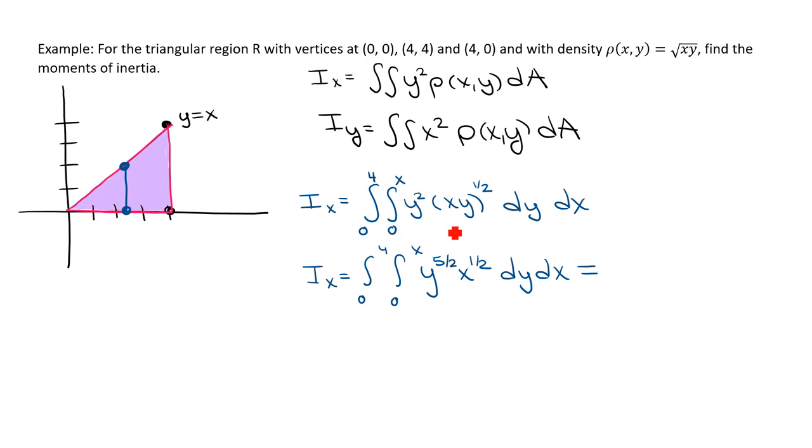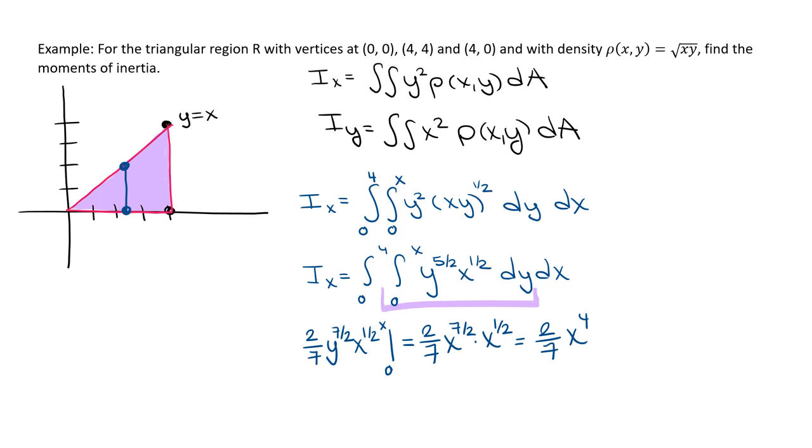We have this x to the 1/2, y to the 1/2, that's our density function. So y squared times y to the 1/2, if I add the exponents, I get y to the 5/2. So I need to integrate y to the 5/2, x to the 1/2. The inside integral gives y to the 7/2 divided by 7/2, so 2/7 y to the 7/2, times x to the 1/2. I'm going to plug in my bounds of integration, the 0 and the x.